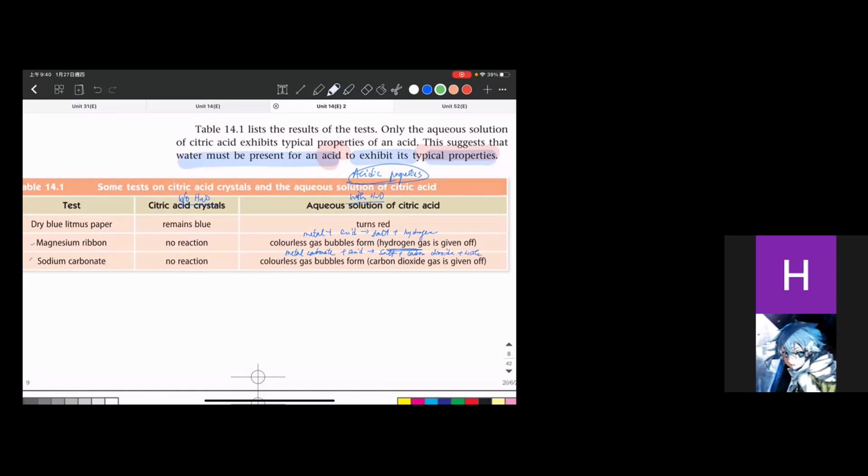So you may find that water plays a very important role in exhibiting the acid's acidic property. Without water, even though I call it by the name acid, it doesn't behave like an acid. You may find it very strange, right? Even though I call it an acid, it's not an acid. Yes, I can say so. Even though it's not acting as an acid, I will not call it an acid.